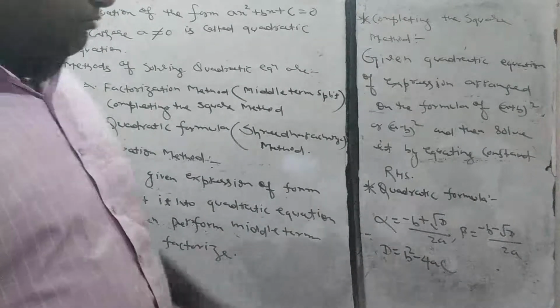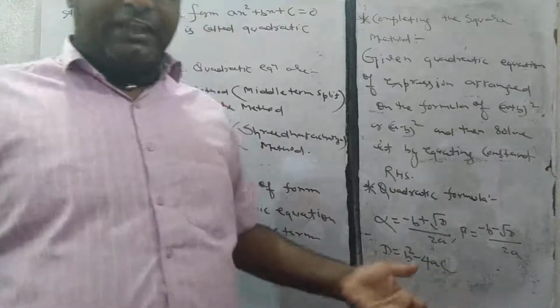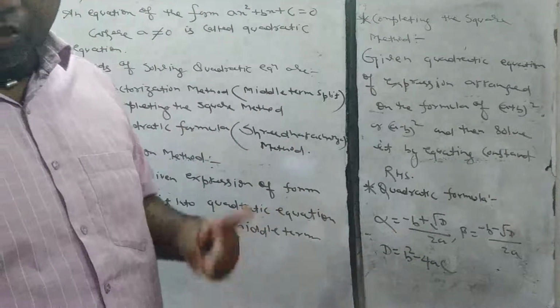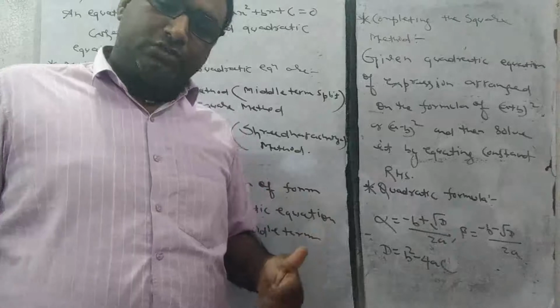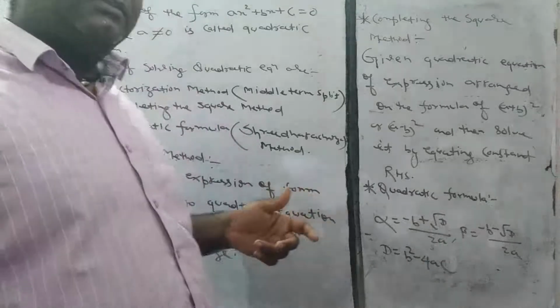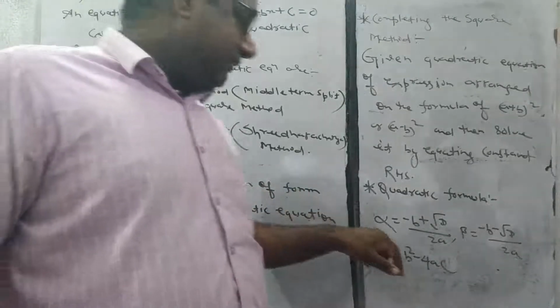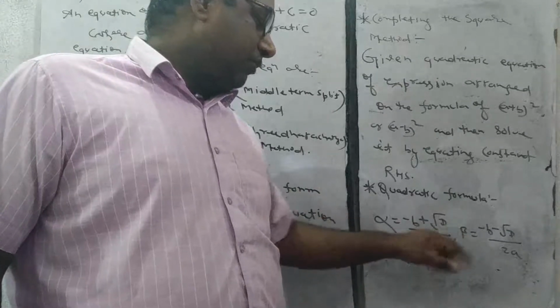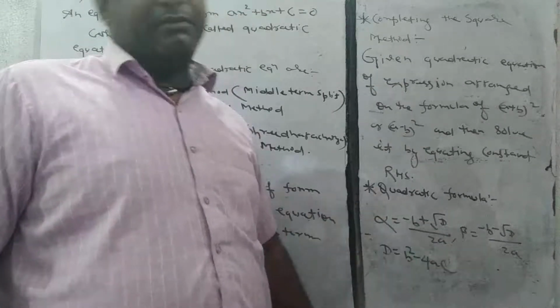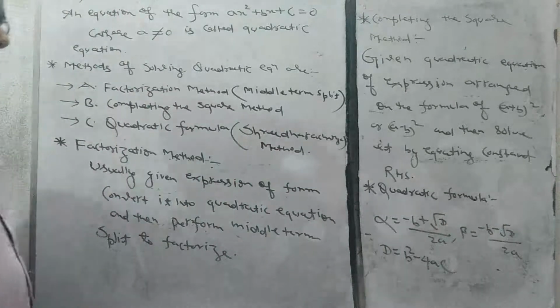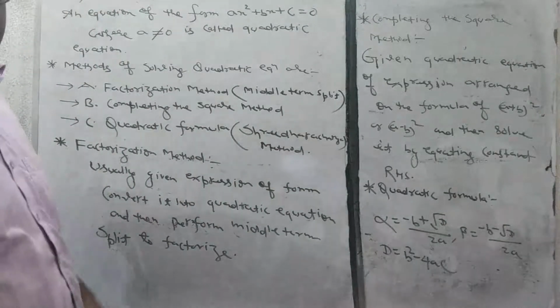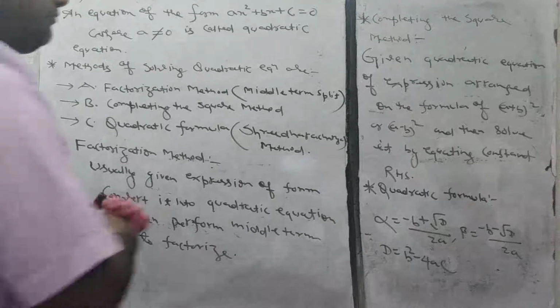And in quadratic formula, what we have to do, since the degree of quadratic equation is 2, so there are two roots available. One root is known as alpha and another root is known as beta. So alpha is equal to minus b plus under root d upon 2a, and beta is equal to minus b minus root d upon 2a, where d is equal to b square minus 4ac.